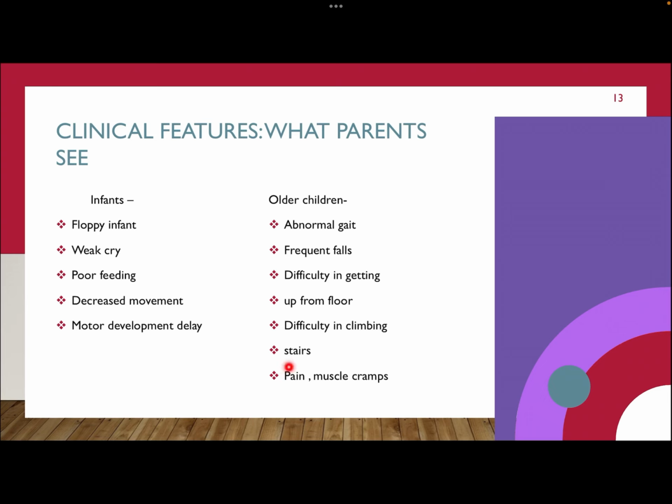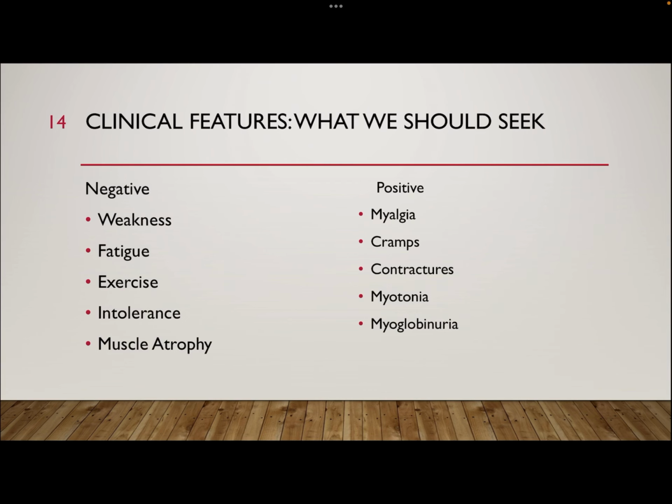So the clinical features, what the parents present with. If you have an infant, they will complain of a floppy infant, weak cry, poor feeding, decreased fetal movement, or motor developmental delay. But in case of older children, the parents will come with complaints of abnormal gait, frequent falls, difficulty in getting up from the floor, difficulty in climbing stairs, pain and muscle cramps.